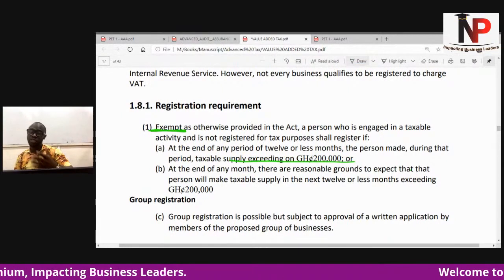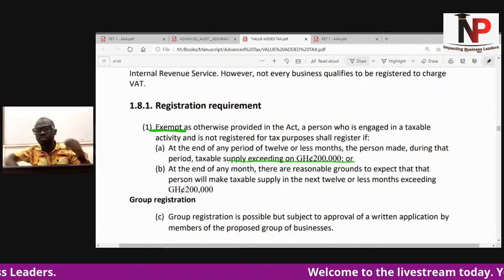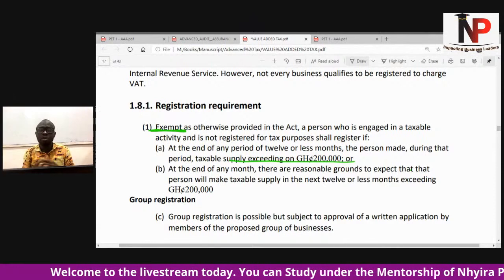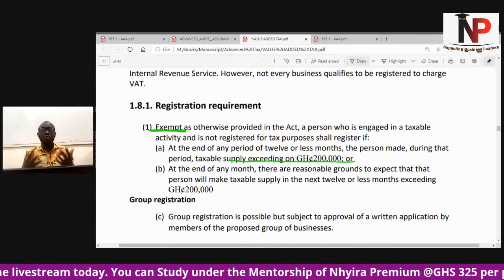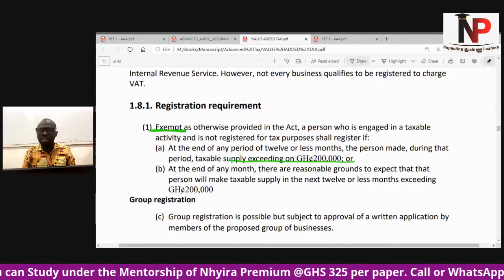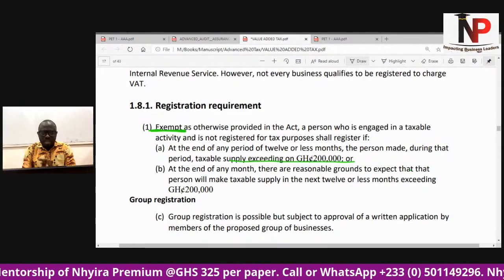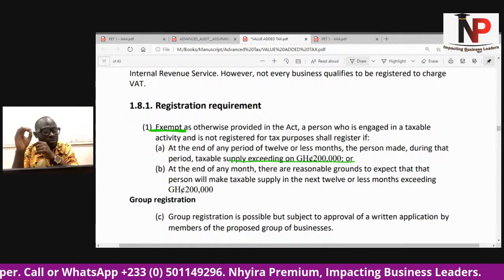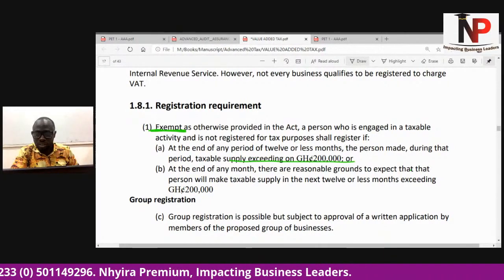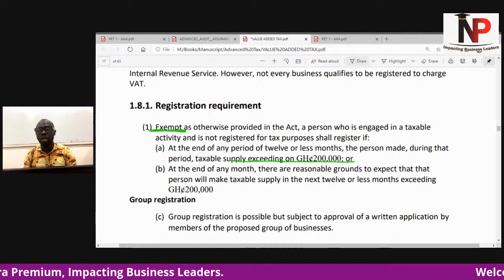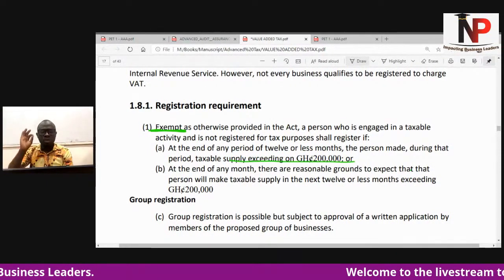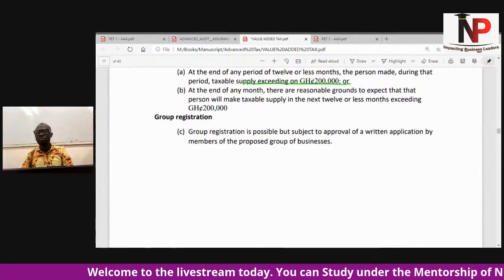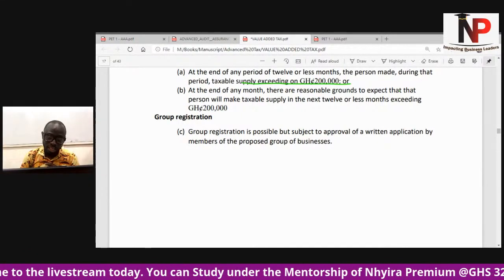But the law is a bit generous because sometimes I may not be making that money, but I still want to register. And we will look at the benefits of registration in a moment, because somebody will say, ah, if I'm operating and I'm not getting 200,000, why should I go and register for VAT? There are a lot of benefits for registered businesses who register for VAT and collect VAT on behalf of the government. And we'll look at that in a moment. For that reason, there is what is called group registration. So that is the C aspect.